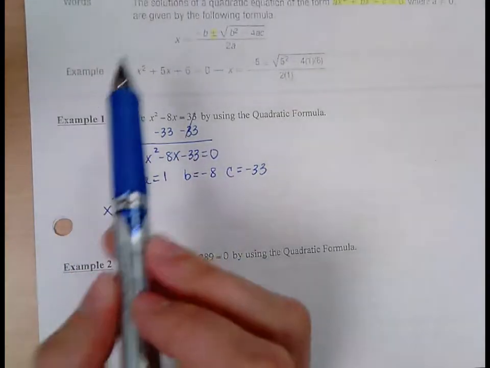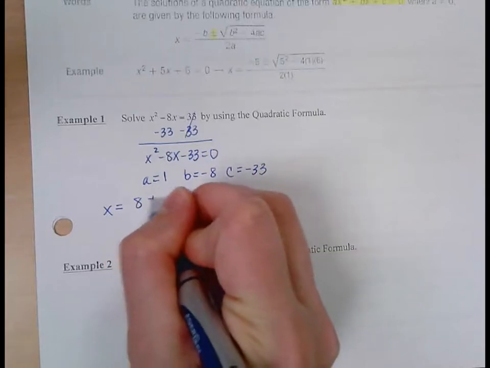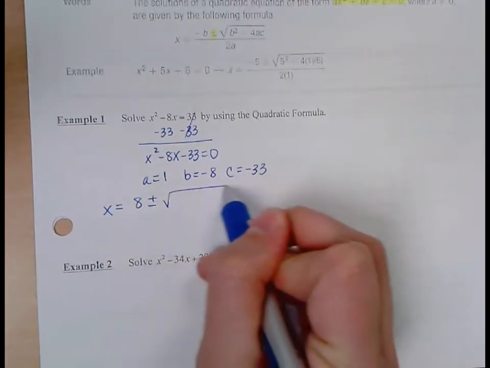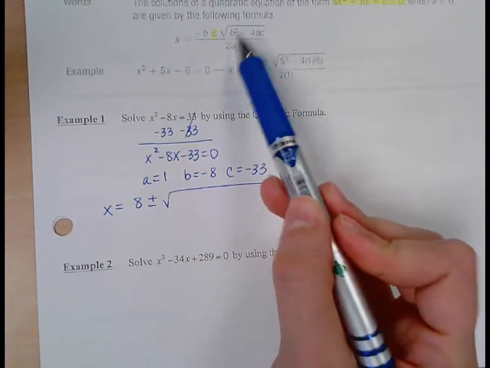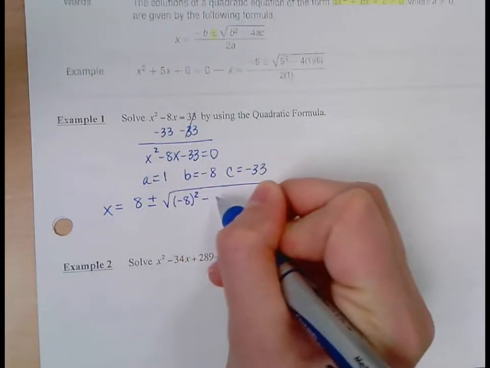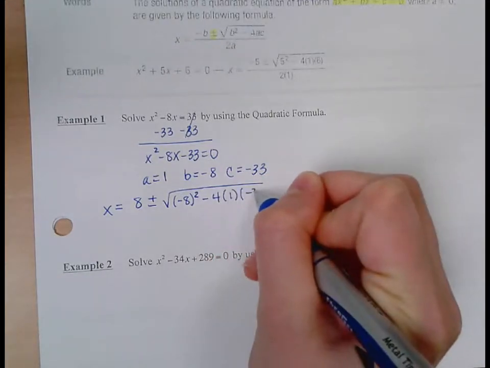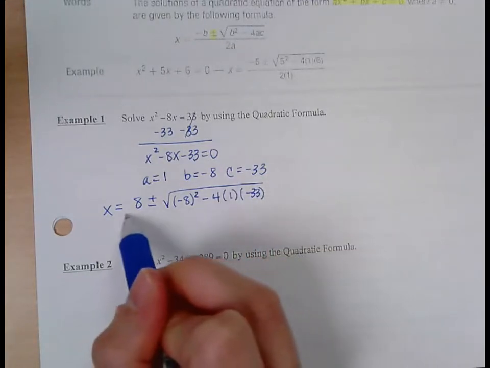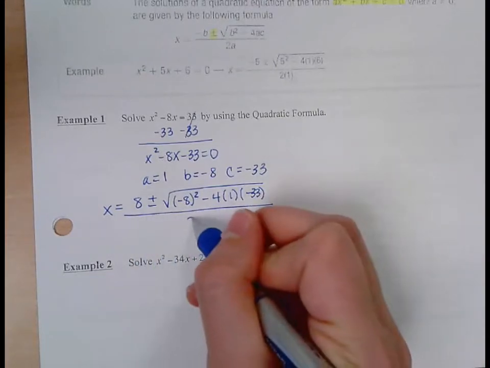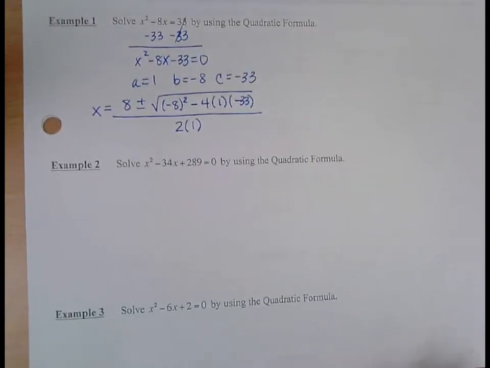So x equals the opposite of b, so that would be positive 8 in this case, plus or minus the square root of b squared, so negative 8 squared, minus 4 times a is 1 times c is negative 33, all divided by 2 times a, which again is 1. So all divided by 2 times 1.